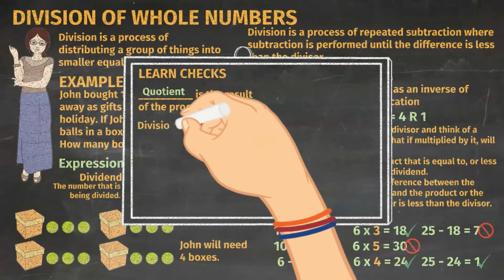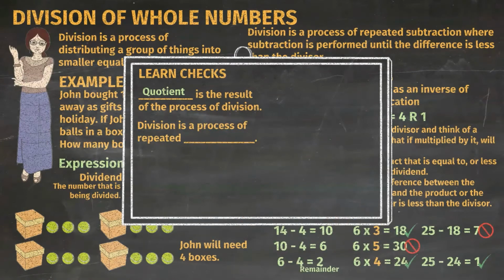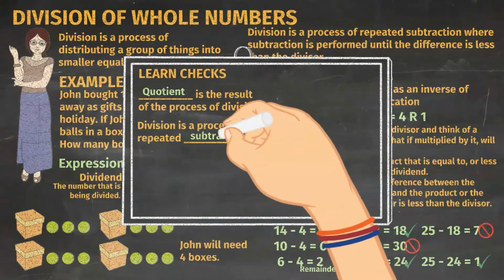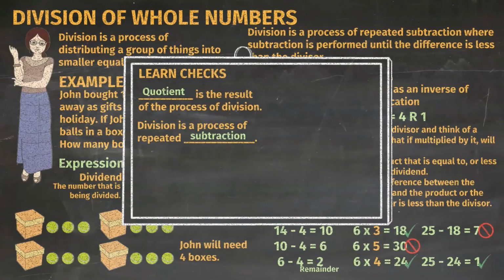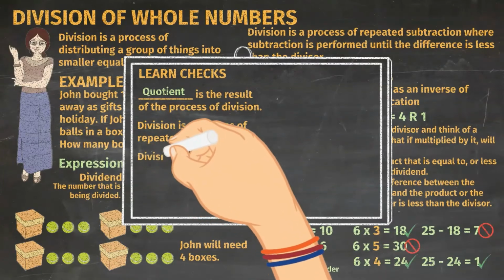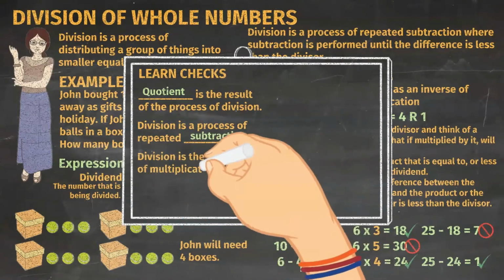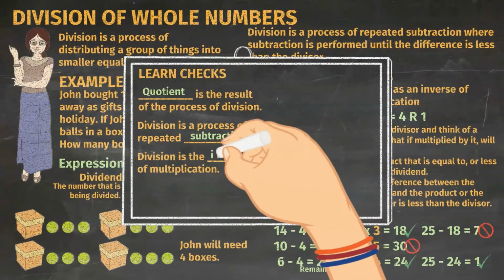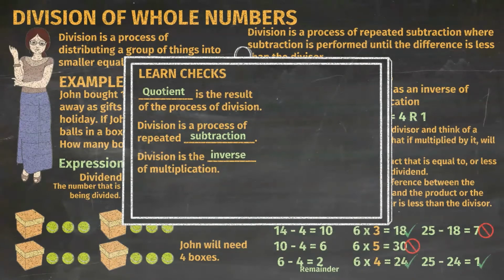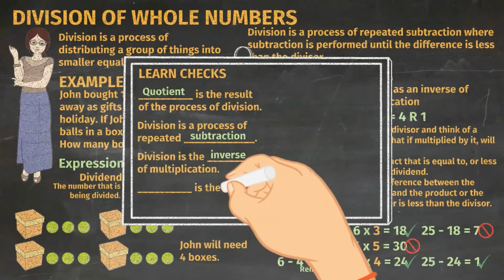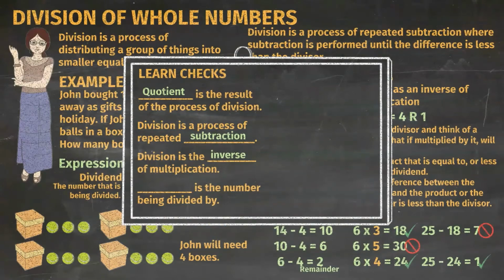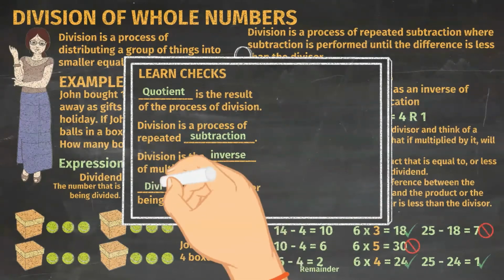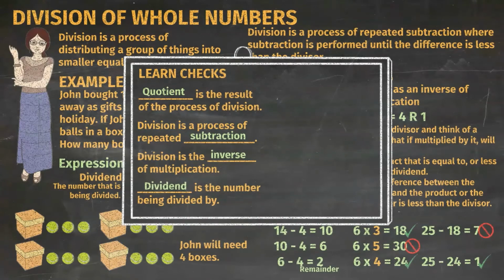Next. Division is a process of repeated blank. What is the answer? The answer is subtraction. Division is a process of repeated subtraction. Next. Division is the blank of multiplication. What is the correct word to fill in the blank? The answer is inverse. Division is the inverse of multiplication. Last one. Blank is the number being divided by. The answer is dividend. The dividend is the number being divided.